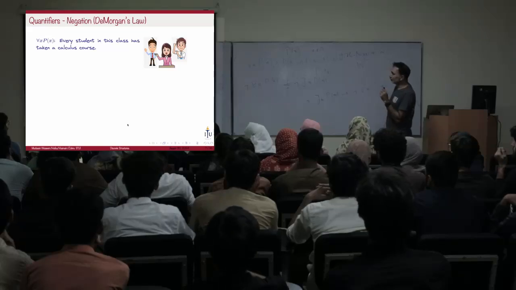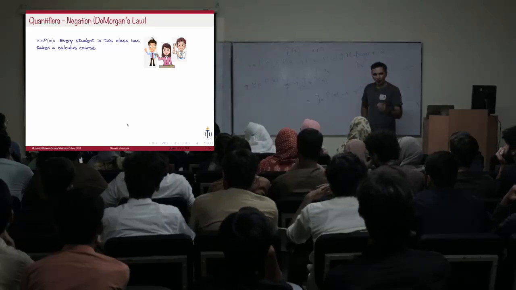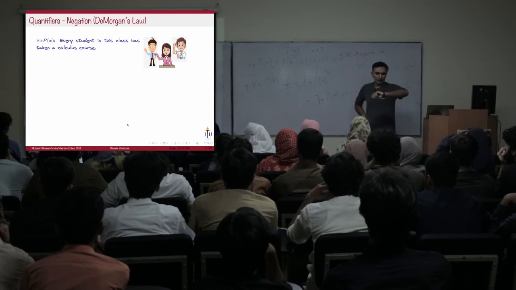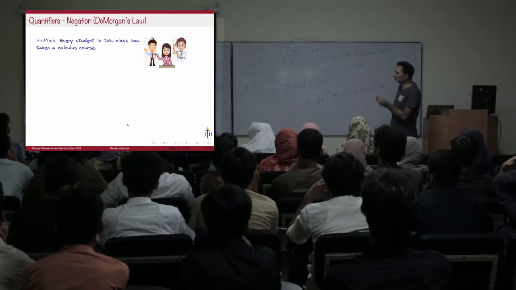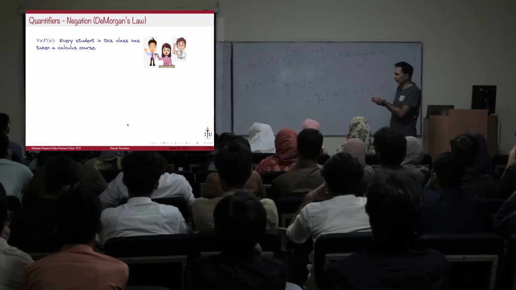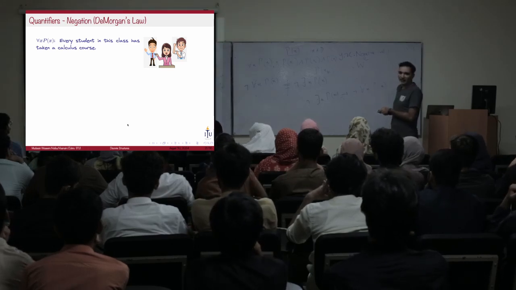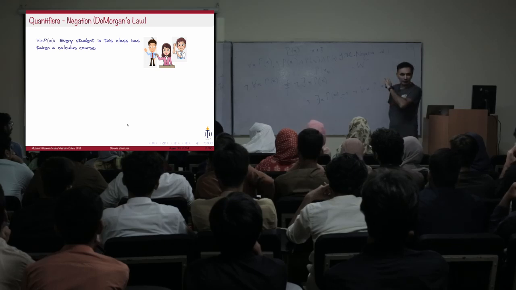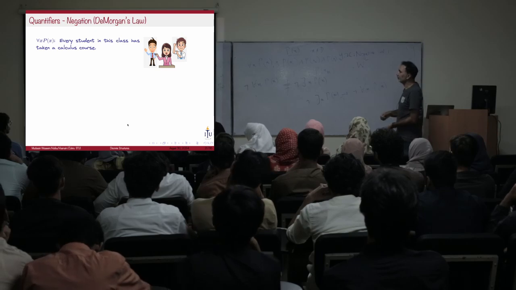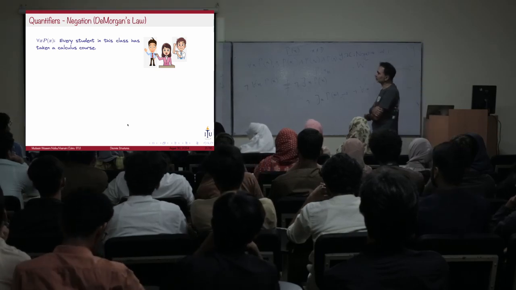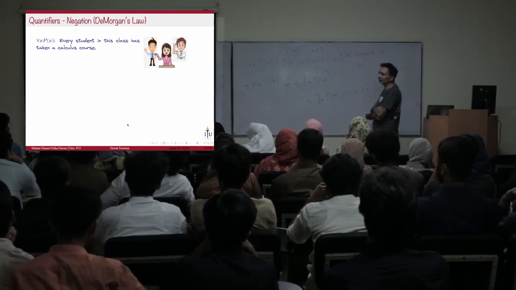Now we're going to do De Morgan's law on quantifiers. This is probably the last thing that we do today. So here's the universally quantified statement. I think this would clear every confusion that you have for quantifiers and their negations. Our example is that every student in this class has taken calculus.